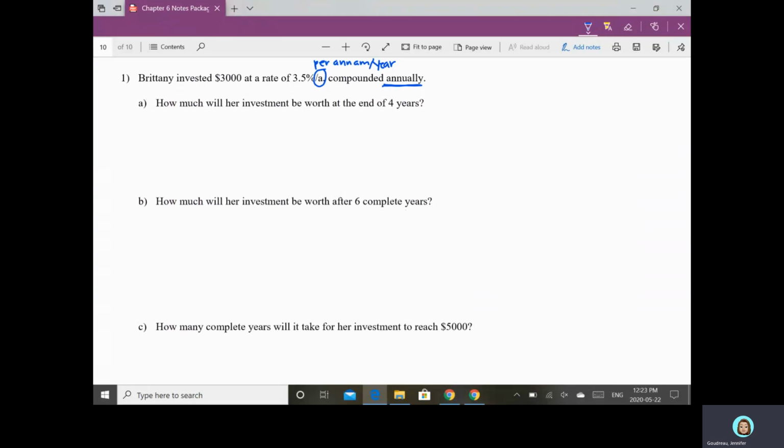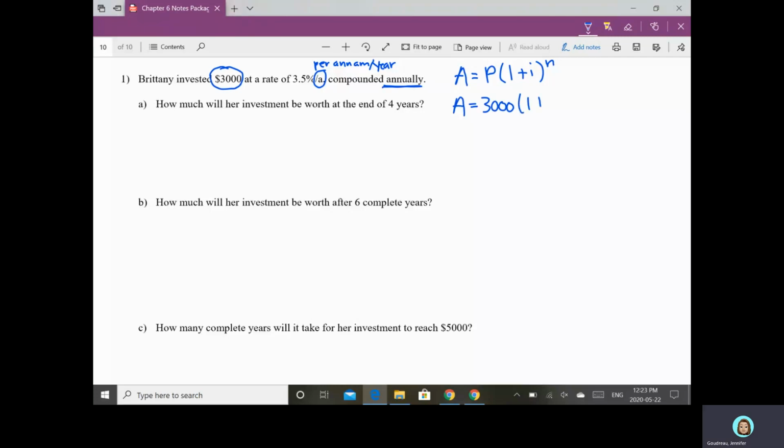Because this question is one where the interest is compounded annually, we are responsible for creating the exponential function. Let's start with the formula. A equals P times (1 plus i) to the power of n. A in this case is going to be our accumulated amount, and that's what we're going to want to find. P is our initial investment. Brittany is investing $3,000.